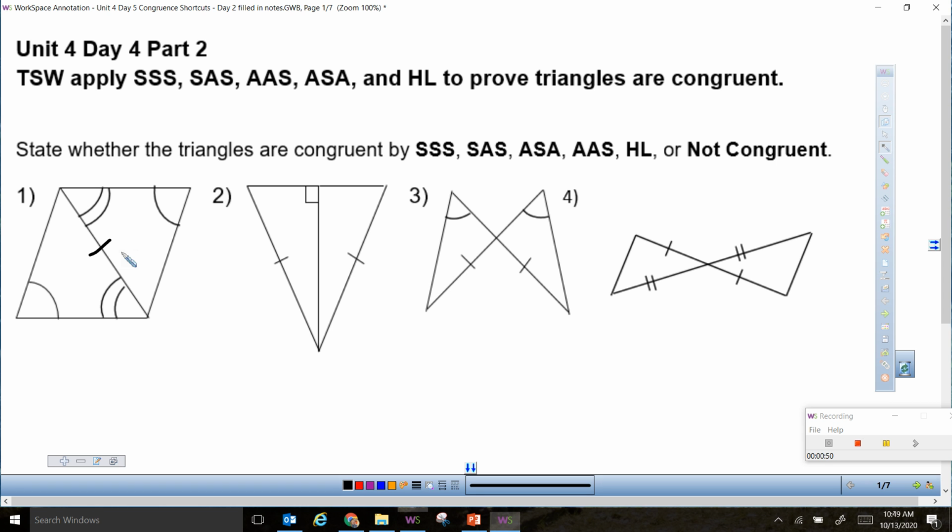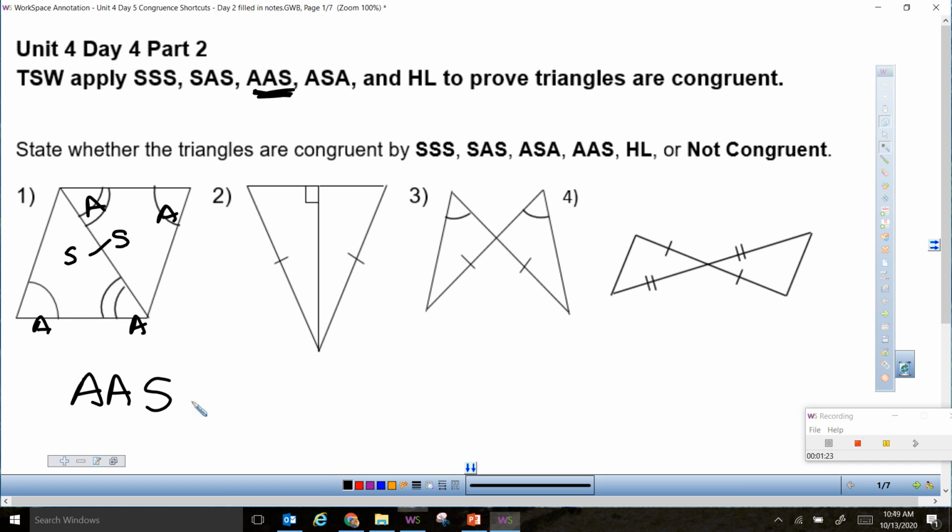Now I need to check to see, are these triangles congruent? So notice we are given angle, angle, side on the first triangle. I need to make sure I have the same thing on the second triangle. So we also have angle, angle, side. So are those two triangles congruent? Yes. So those two triangles are congruent by angle, angle, side.